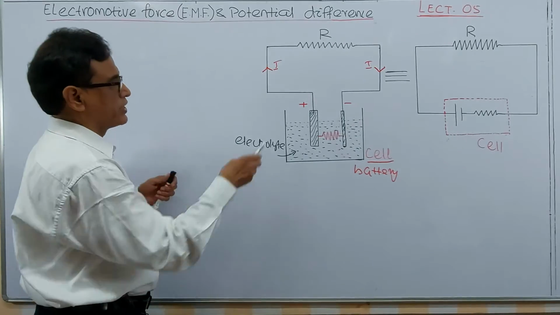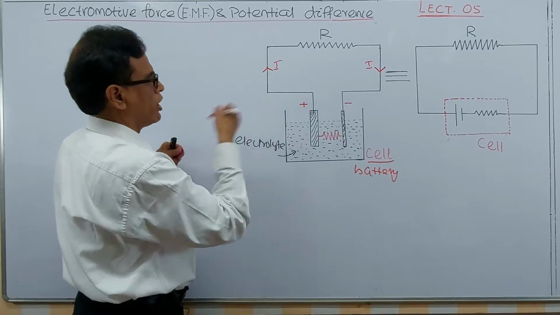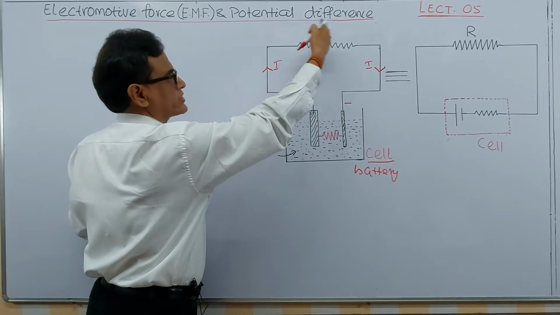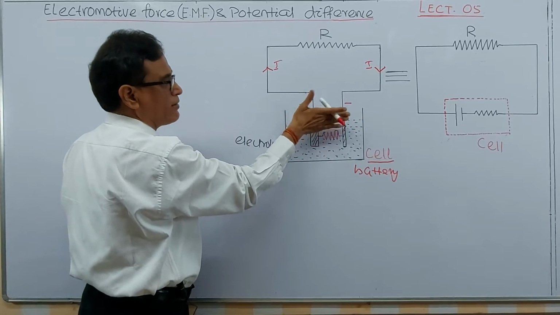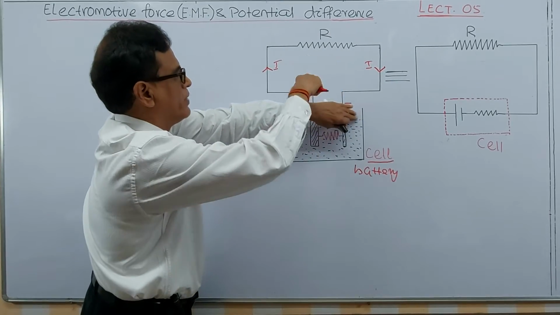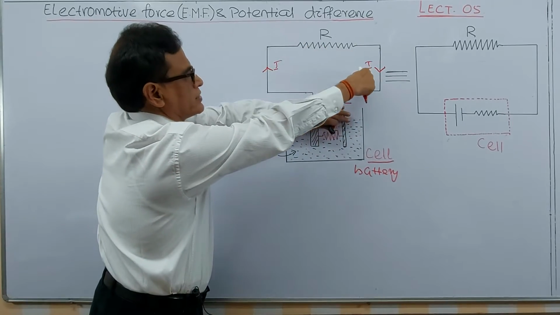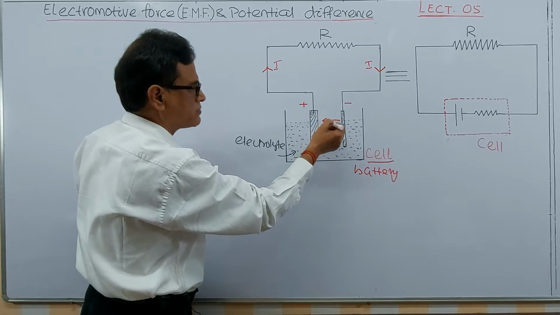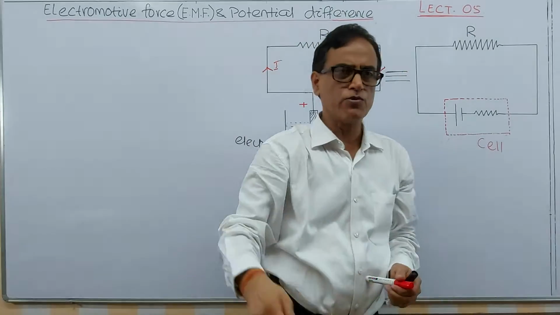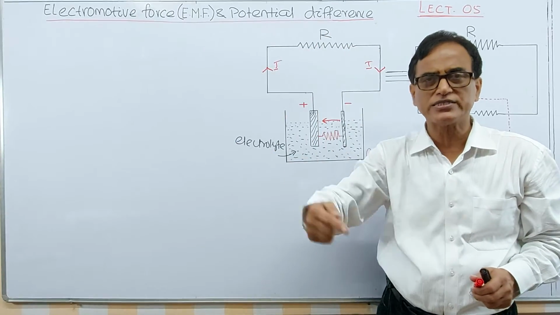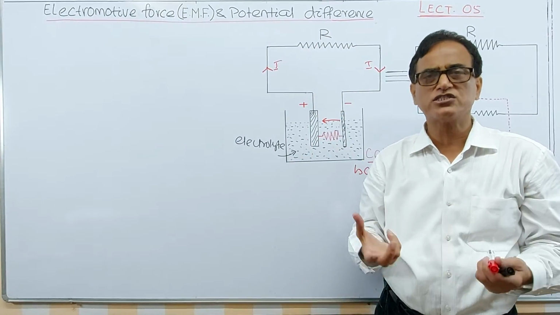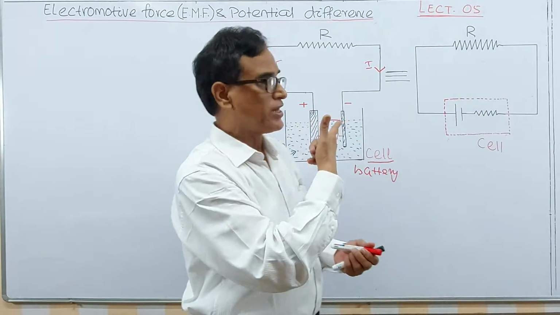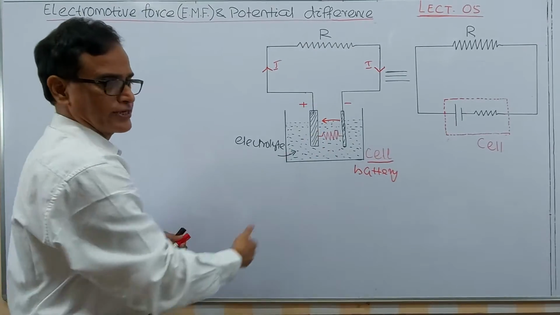Now here you see, remember this, the current flows from plus to minus external to the cell. Outside the cell, current flows from plus to minus, but inside the cell, current flows from minus to plus. That's why there is continuity of flow of current inside the circuit itself. The charge is conserved, and current is nothing but the flow of charge. This type of motion happens inside a circuit in which a cell is connected.